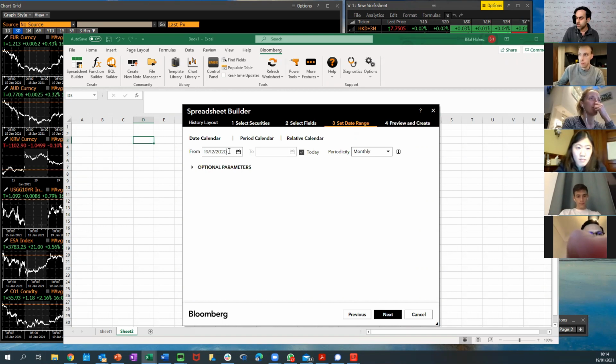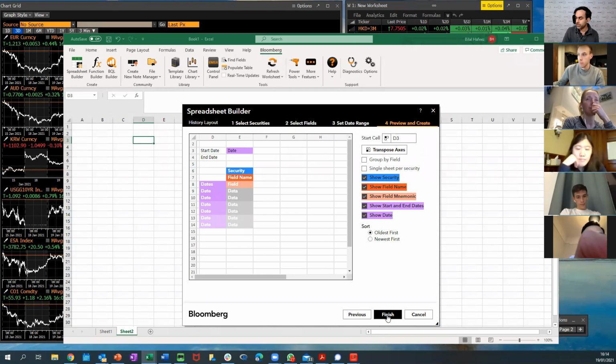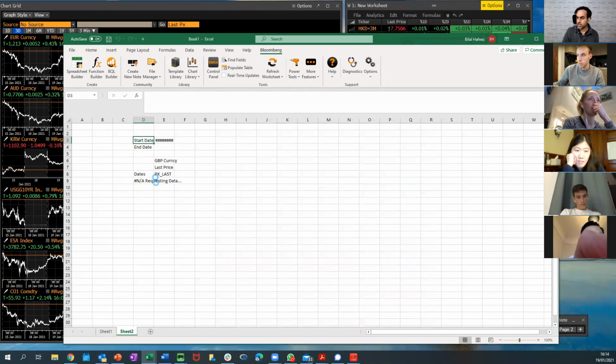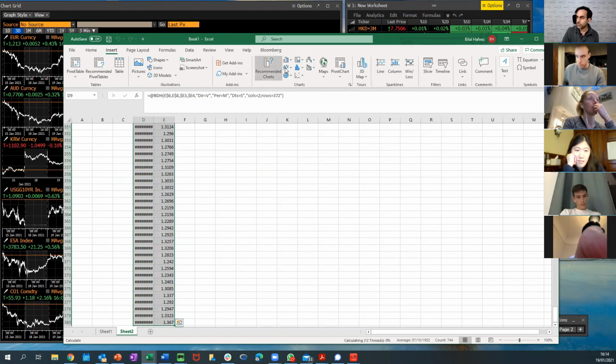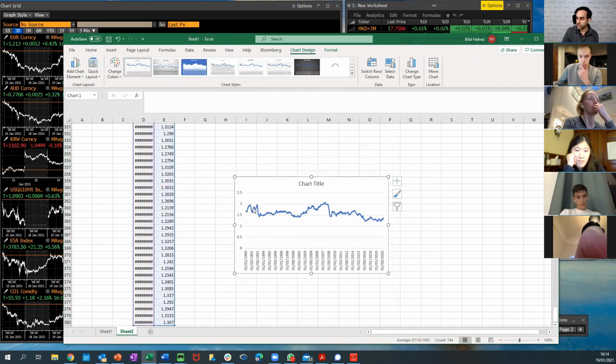So hang on, which date did I start? So let's start from, say, 1990. So I'm going to just download a time series here. So this is when I draw this chart here. I've just downloaded this data from Bloomberg. This is a chart of cable, or pound against the US dollar.